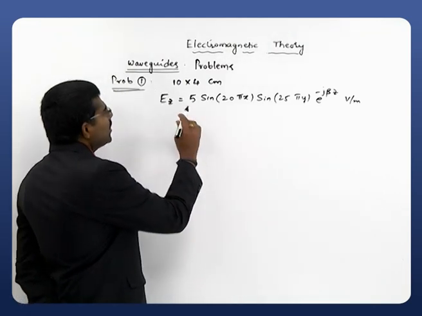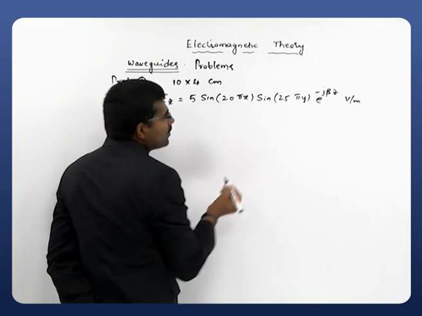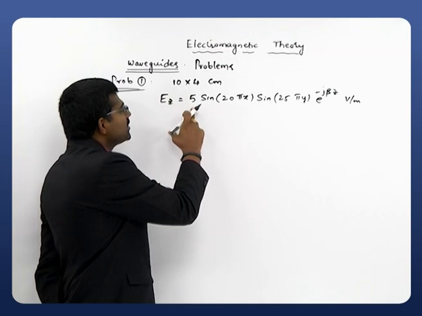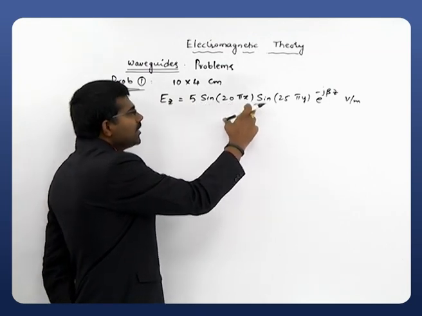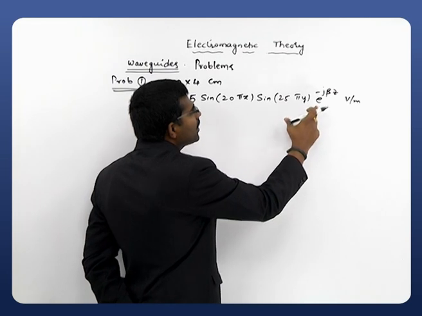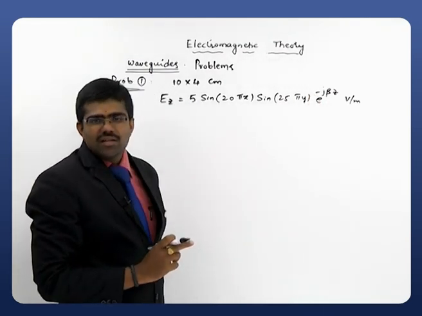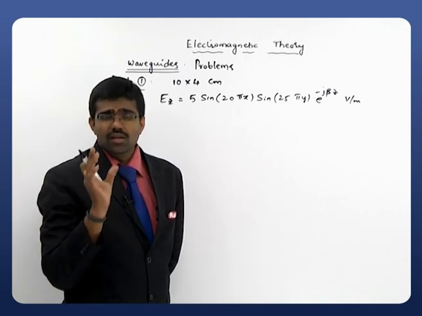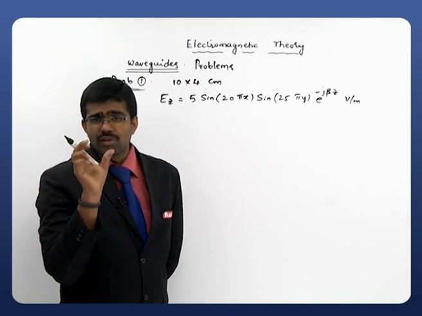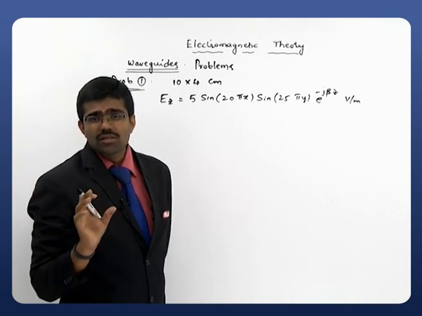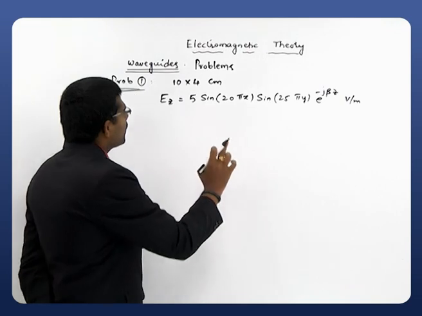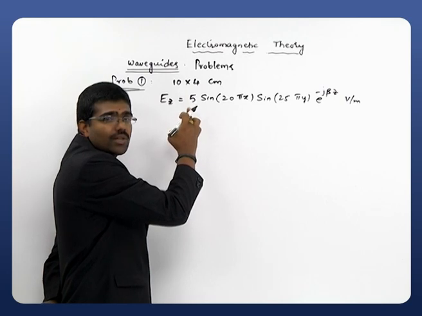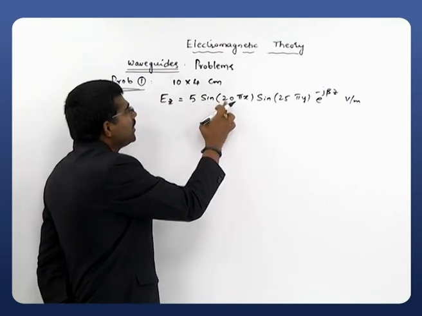Now, for a TM wave, what is the wave equation we have? Ez = C sin(mπx/a) sin(nπy/b) e^(jβz). Here it is given with ωt minus jβ or jγ, or jωt minus γz, whatever it may be. Different time variations and propagation constant terms will be there. If you compare, a similar type of equation is given to us. Instead of C, 5 is given, that is the magnitude.